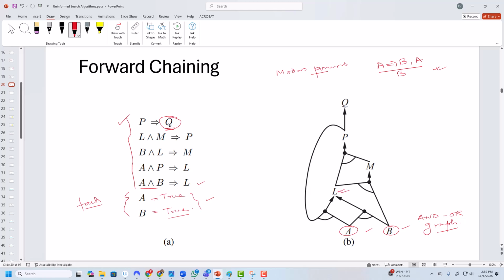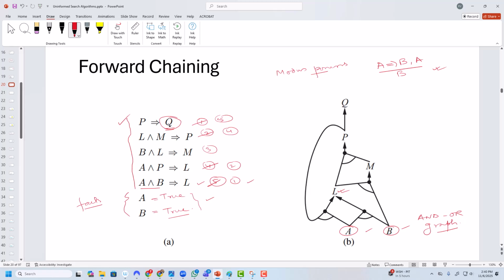Once we have that L is true, rule 3 can be applied. So 1, 2, 3. Let's say this is 1, this is 2, this is 3, this is 4, and this is 5. So that's better.